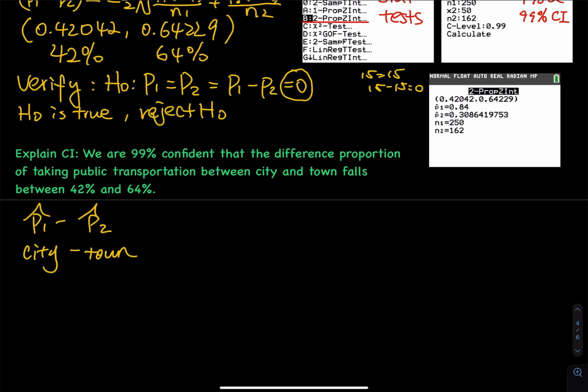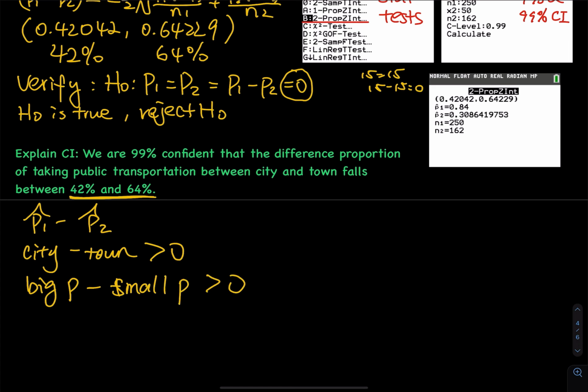So it turns out that 42 and 64, this is a positive number, right? So that means city has a bigger proportion, town has a smaller proportion. That's how you get a positive. So let's say city has 70% and then town is 40%. When you subtract them, that is the only way to get a number greater than 0. So once again, that tells me city is greater than town. Okay, so that is the end of this problem.